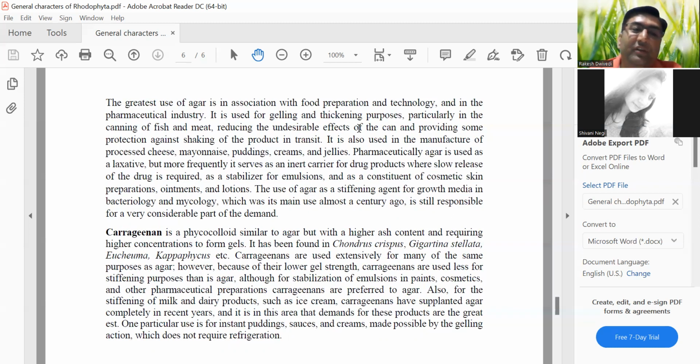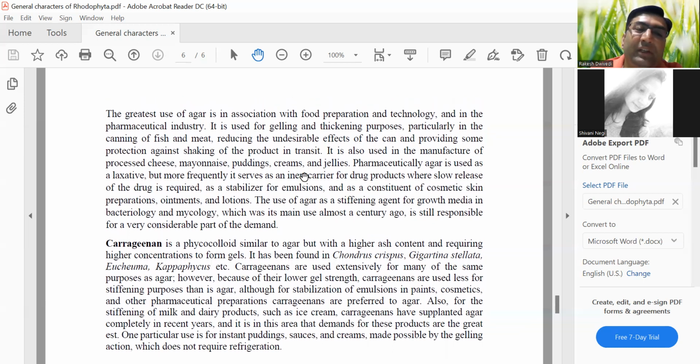It is also used for making cheese, mayonnaise, pudding, cream, jellies. Agar is also used pharmaceutically. It is used as a laxative, but more frequently it serves as an inert carrier for the drug products where the slow release of drug is required.